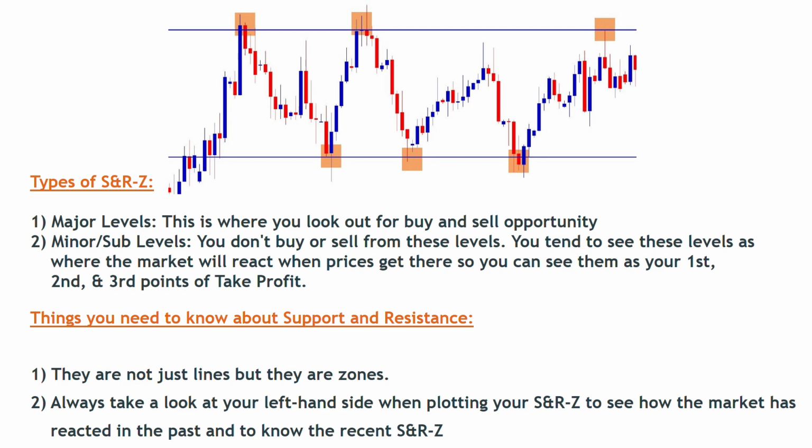Types of support and resistance zone. We have two types of support and resistance zone. We have the major level, which is the major zone, and we have the minor or micro zone, which I call the sub zone or sub level. That's what I call them.